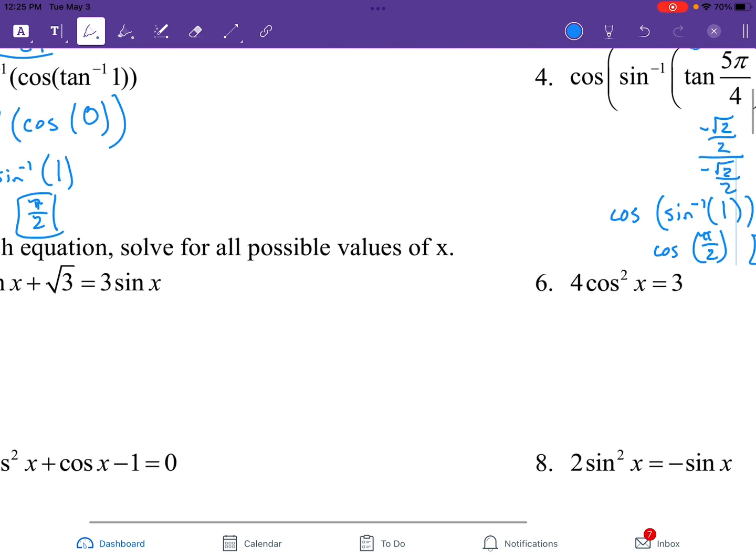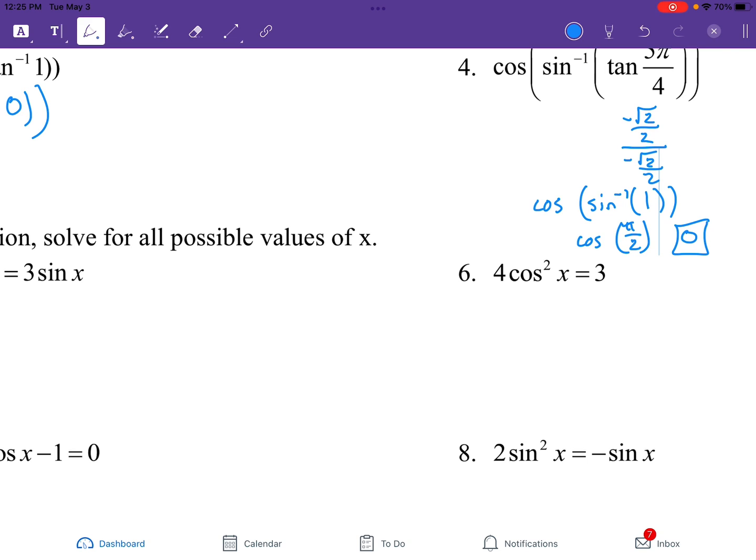All right, there's actually a typo on this. This should be for all possible values, for all values of x between 0 and 2 pi.